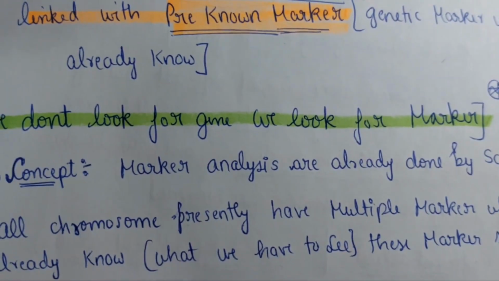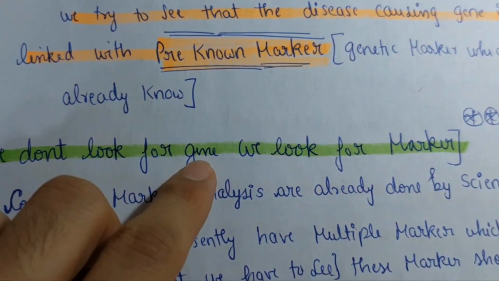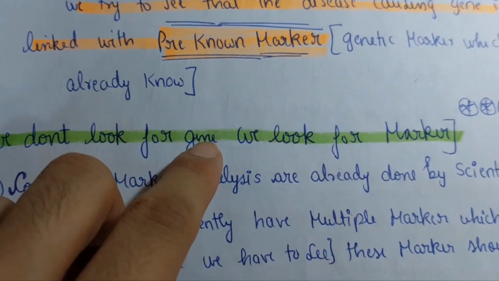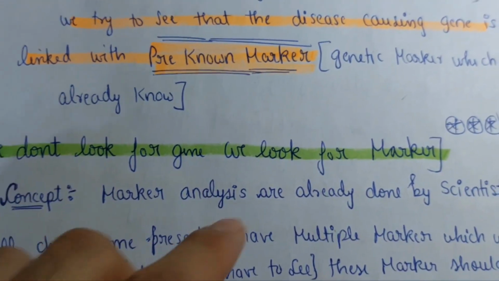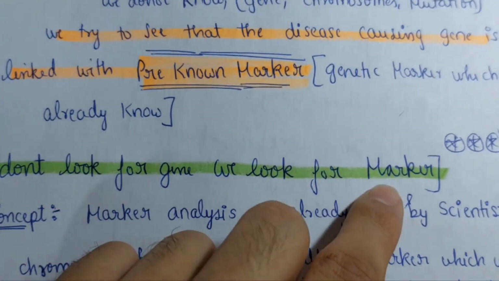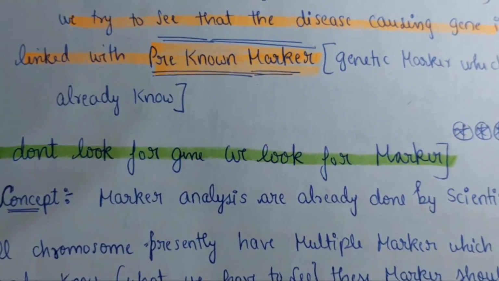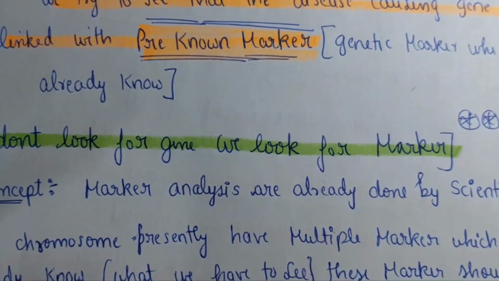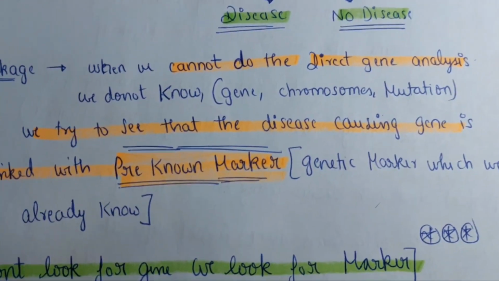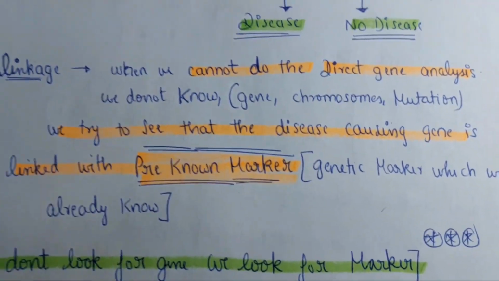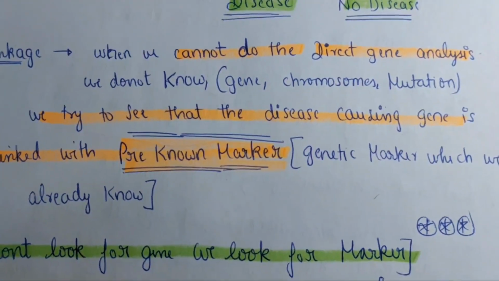So basically in linkage, we will not look for the gene because we don't know what the defective gene is, right? We don't know, but we know the genetic marker. So we look for the genetic marker which is linked to that specific mutant allele. So now we know what we call genetic markers and what linkage is. So let's come back to our linkage analysis topic.